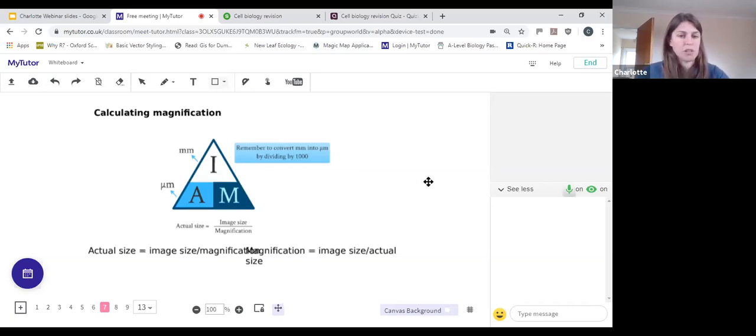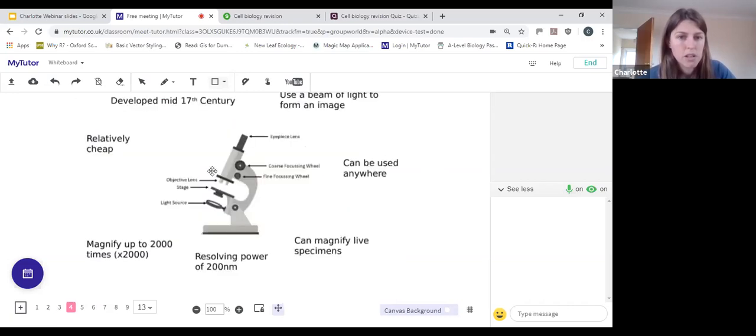Okay, a couple of people saying, can I go back to slides? So let's put the light microscope slide on.